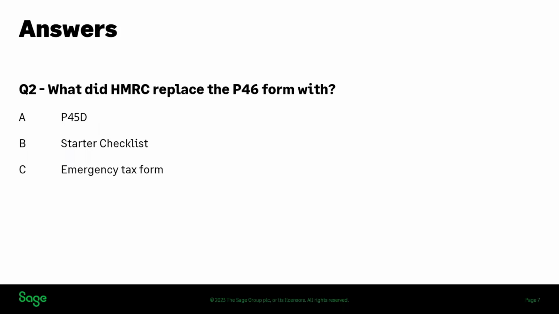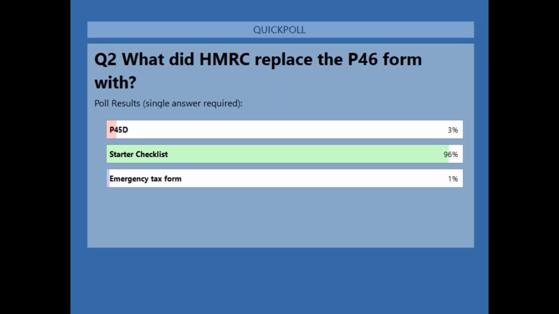Okay, so question 2. The question was, what did HMRC replace the P46 form with? Was it the P45D? Was it the starter checklist? Or was it the emergency tax form? Let's share the results for question 2. And then again, Duncan will be revealing the answer.